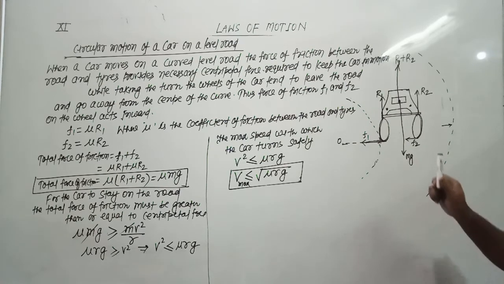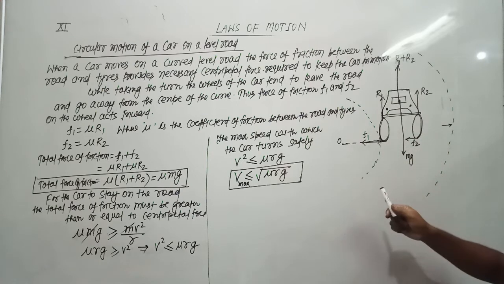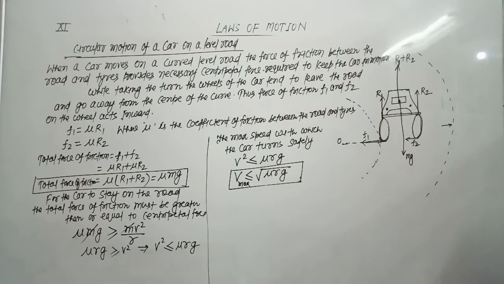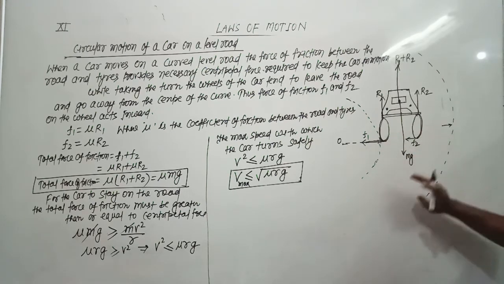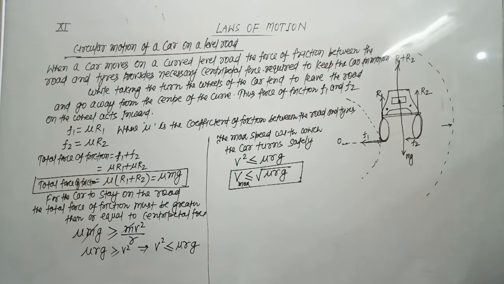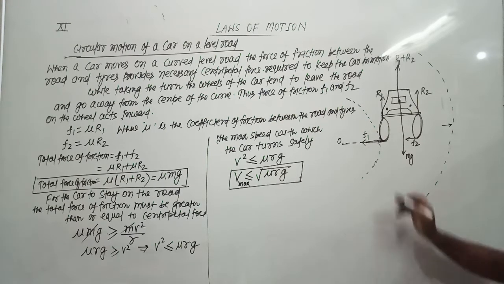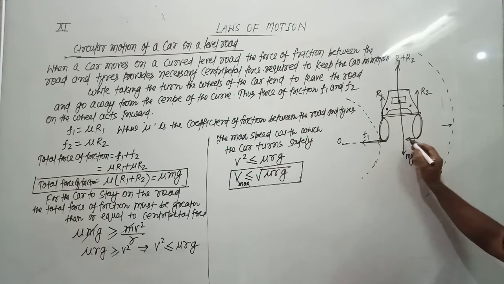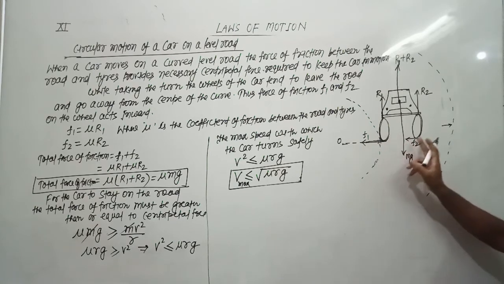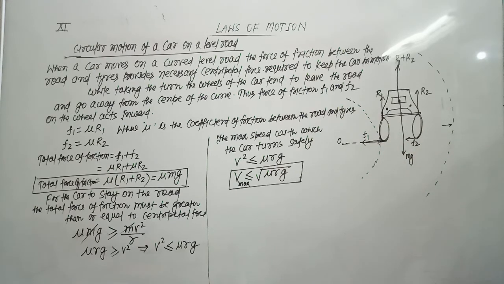And while taking the turn, the wheels of the car tend to leave the road and go away from the center of the curve, and thus the force of friction F1 and F2 acts on both the wheels in the inward direction.